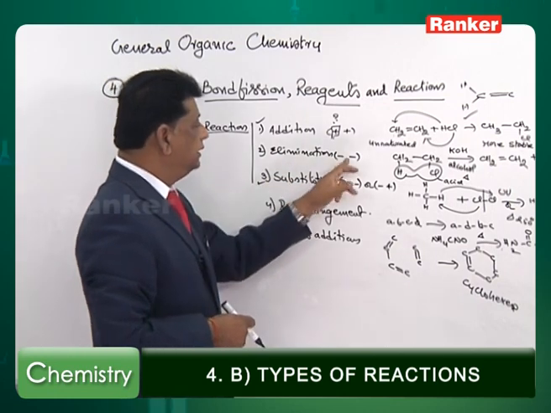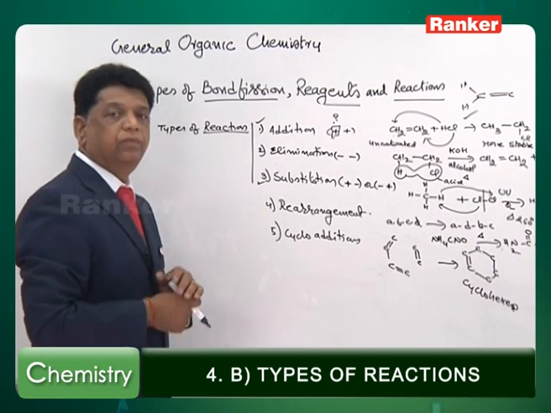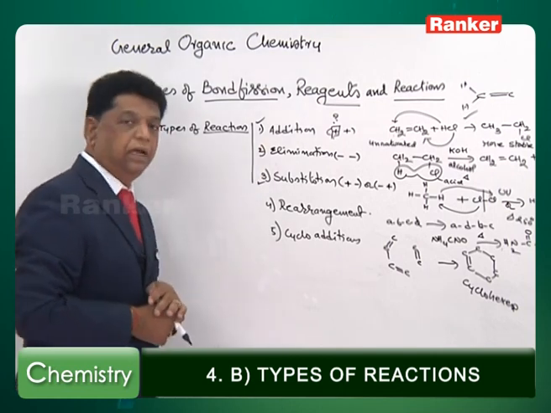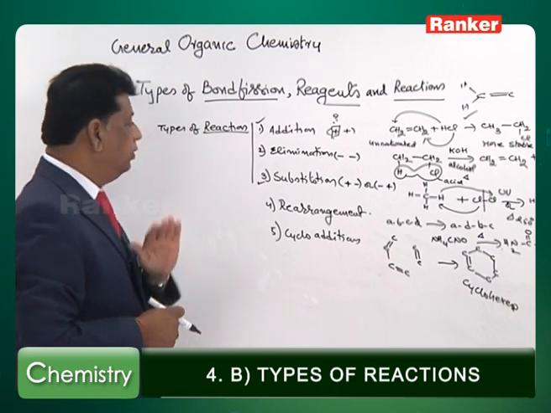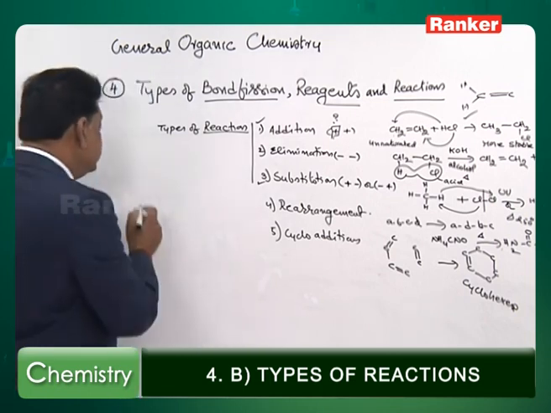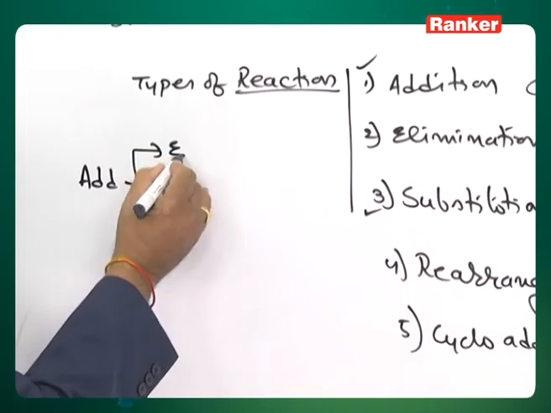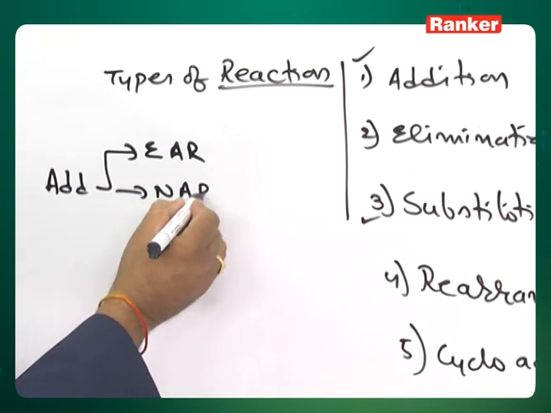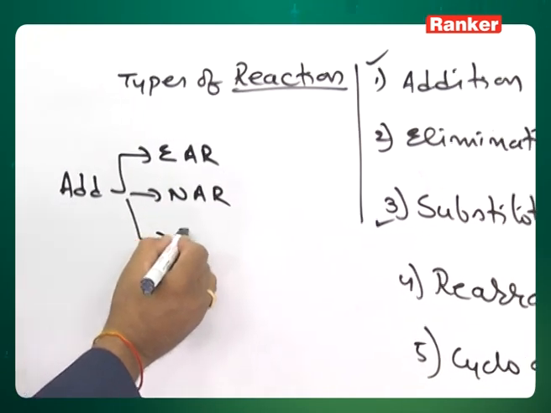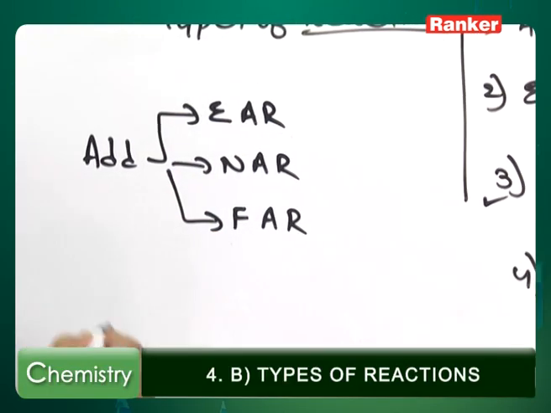In the elimination, nothing is incoming, only outgoing. So based on incoming we classify, therefore elimination is not classified like electrophilic elimination. We don't have any classification like that, but addition is further classified. Addition is classified into the electrophilic addition reaction, nucleophilic addition reaction, and radical or free radical addition reaction. You can abbreviate like this in a short way.